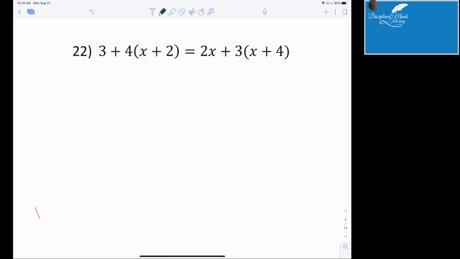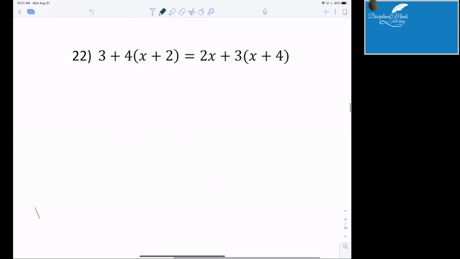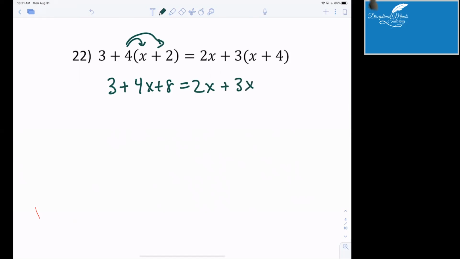All right, 22, a little bit tougher now. Lots going on here. All right, Ryan, can you help me out? What do I have to do on the left side? Yeah, distribute. Thank you, Kendall. Distribute the 4. Thank you. Yes. Thank you, Kendall. All right, now what are you going to have?